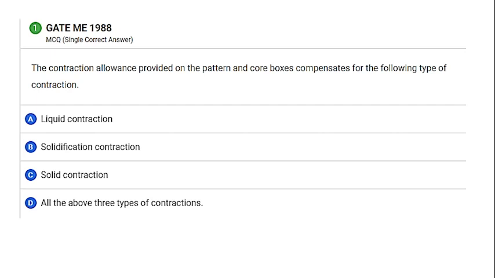Ma'am, this contraction allowed on the pattern is understood, but what is that contraction allowed on the core boxes? See, the contraction allowances provided on the pattern and core boxes, it is saying. So pattern also you will provide allowance, you know why we provide allowance.